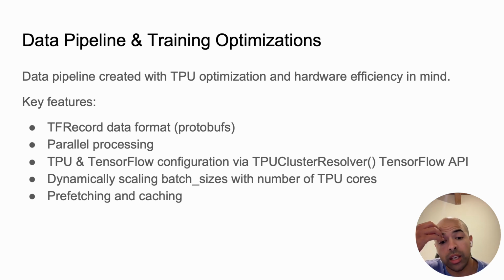And then dynamically scaling the batch sizes with the number of TPU cores. This is a very interesting part of the pipeline. Basically, in the training portion, we pass in batch size and we essentially multiply the batch size by the number of TPU cores available to make sure all of the TPU cores have data to operate on all the time.